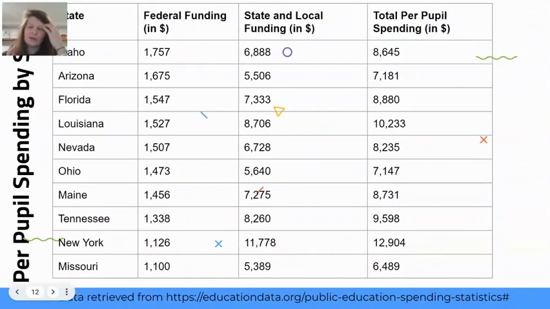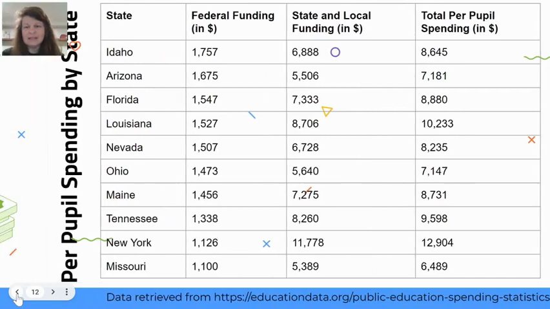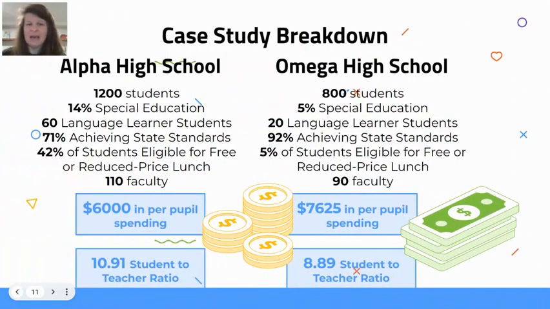This is a snippet that I took on per pupil spending by state. It's not all states, but if you look over here, you can see that 6,000 is below any of these total per pupil spendings. And Omega would be only the fourth lowest. There are only 3 other numbers below their spending per pupil. So it is my belief, based on these numbers, that Omega might be receiving adequate funding, but Alpha is not.